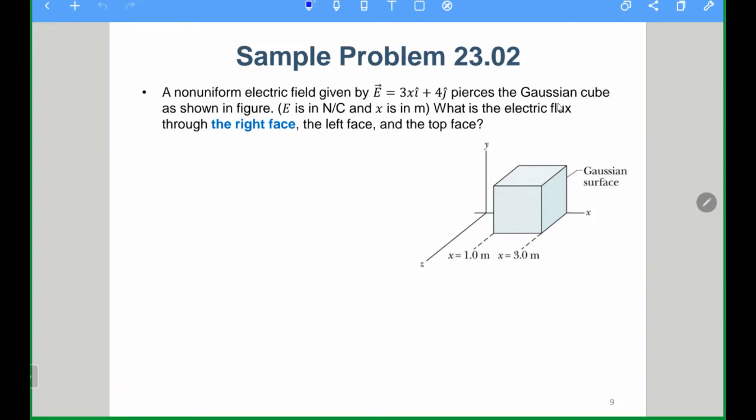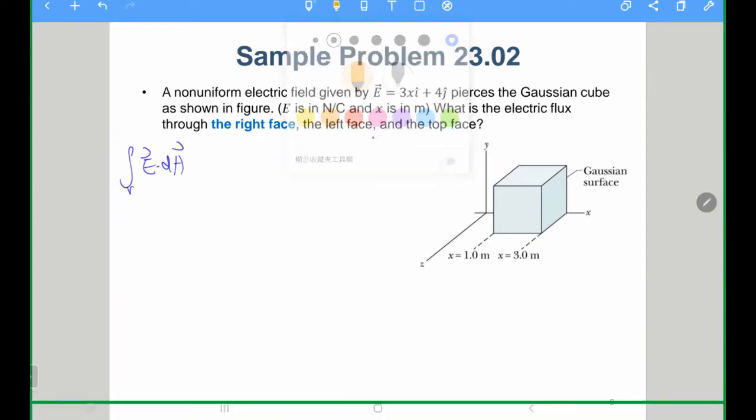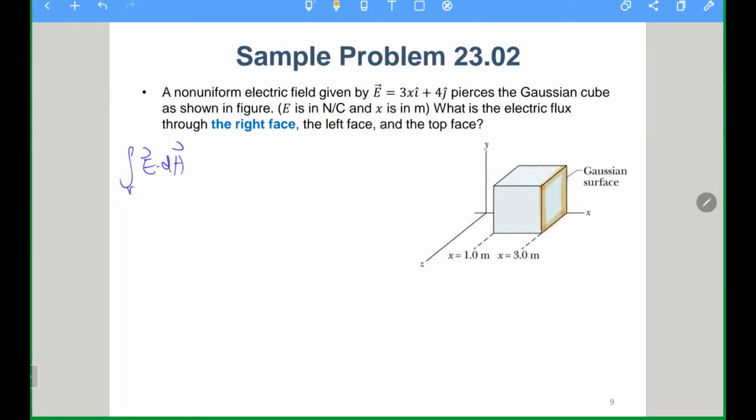There is a Gaussian cube. We define this cube as the Gaussian surface as shown in the figure. E is in N/C and x is in meters. What is the electric flux through the right face, left face, and top face? Of course, we calculate the electric flux for the right face first. Here we calculate the integration of E dot dA for the right surface, which is actually this one. This is the right surface.